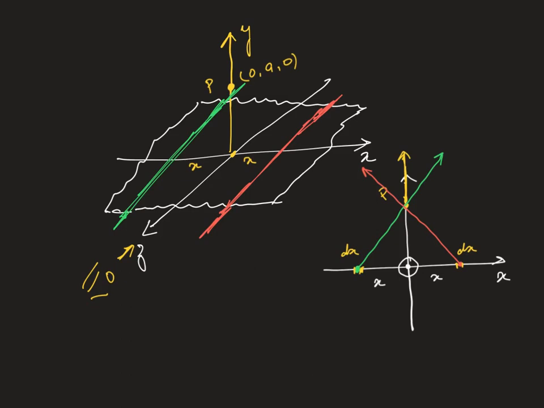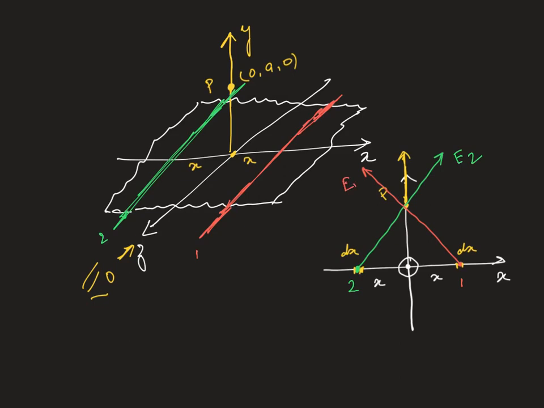How do we do it? So let me number them first. Let's say this is 1 and let's say this is 2. Likewise, 1 here and 2 here. Now we'll call this field E2 and we'll call this field E1.